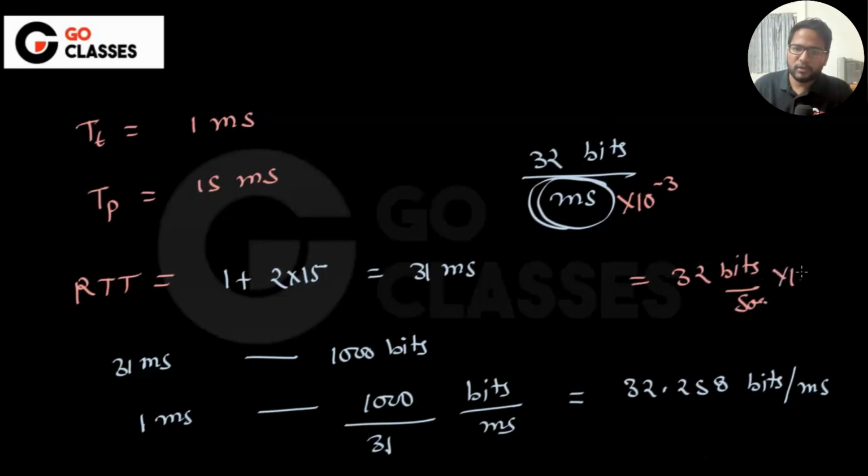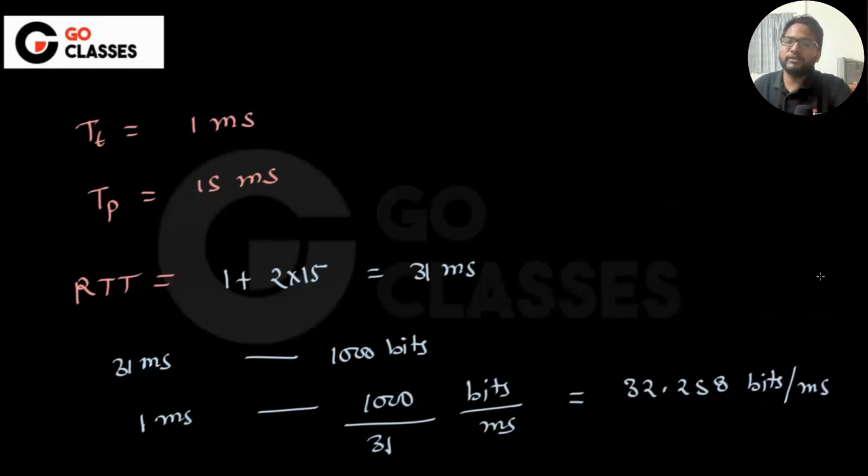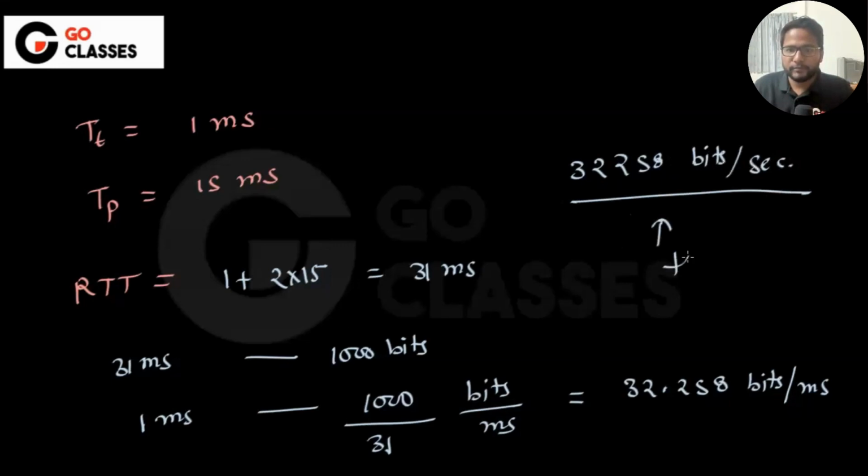32 into 10 to the power 3. That's also the common sense that if in 1 millisecond you can send this, then in 1 second you will be sending into 1000, right? So in 1 second, you will be sending more data. This will be 32258 bits per second, which is the throughput, right? That's the correct answer. Okay.